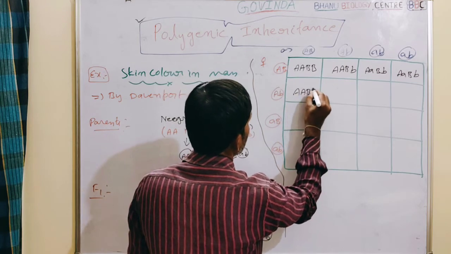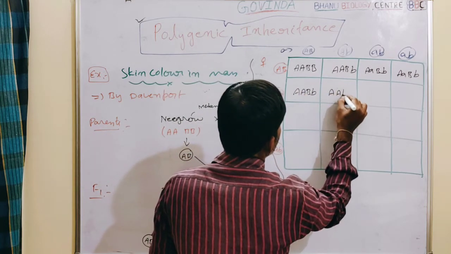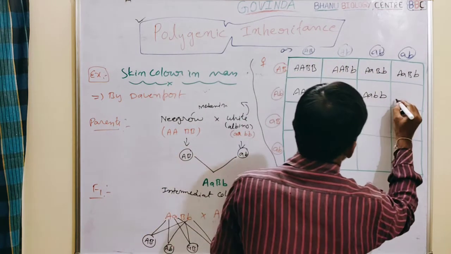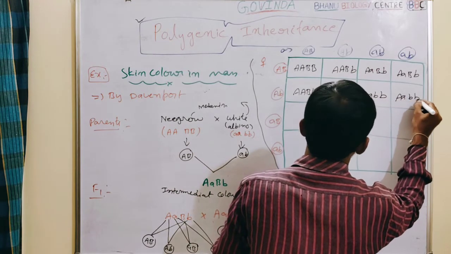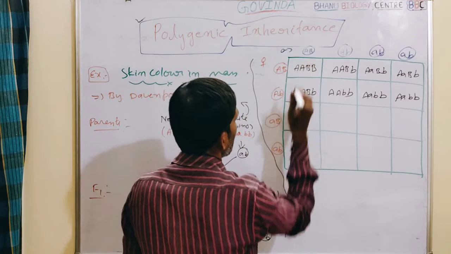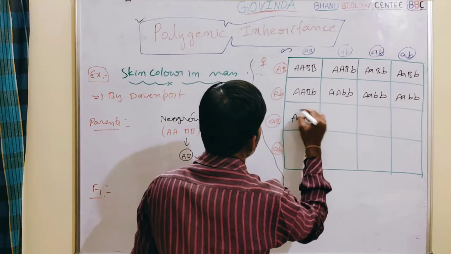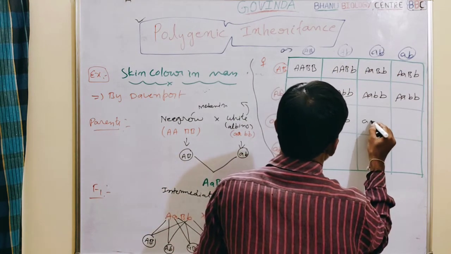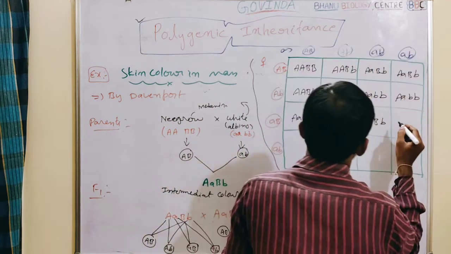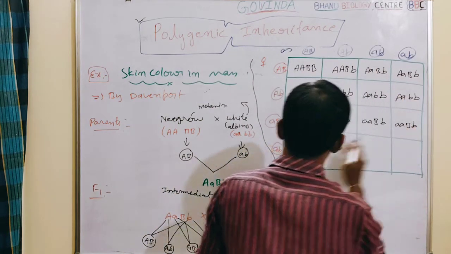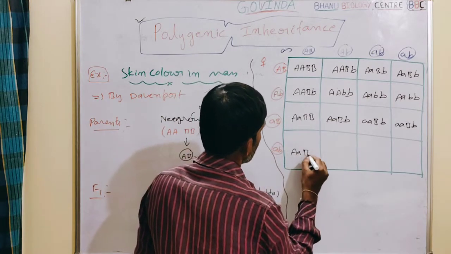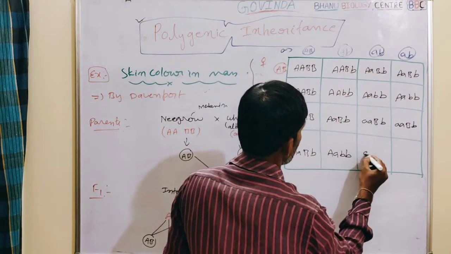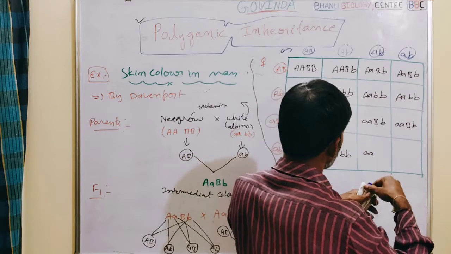Capital A, capital A, capital B, small b. Then capital A, small b, small b. Then capital A, small b, small b. Then capital A, small b, small b. Next, capital A, small a, capital B, capital B. Capital A, small a, capital B, small b. Then small a, capital B, small b. Then small a, capital B, small b. Then capital A, small a, capital B, small b. And capital A, small b, small b. Small a, small a.